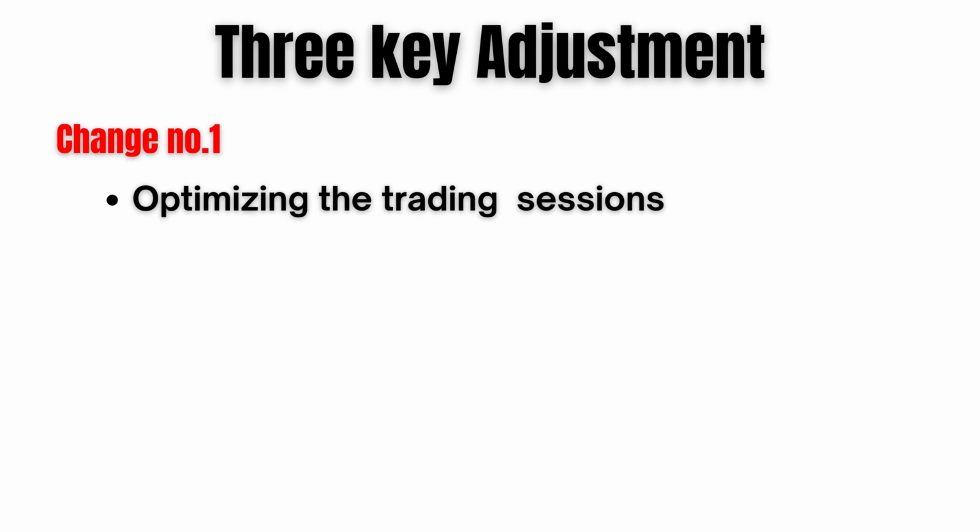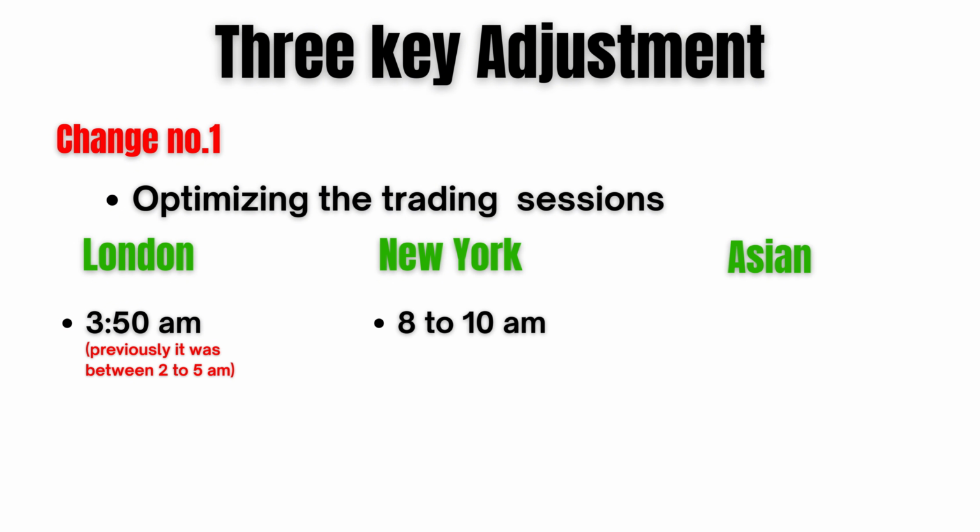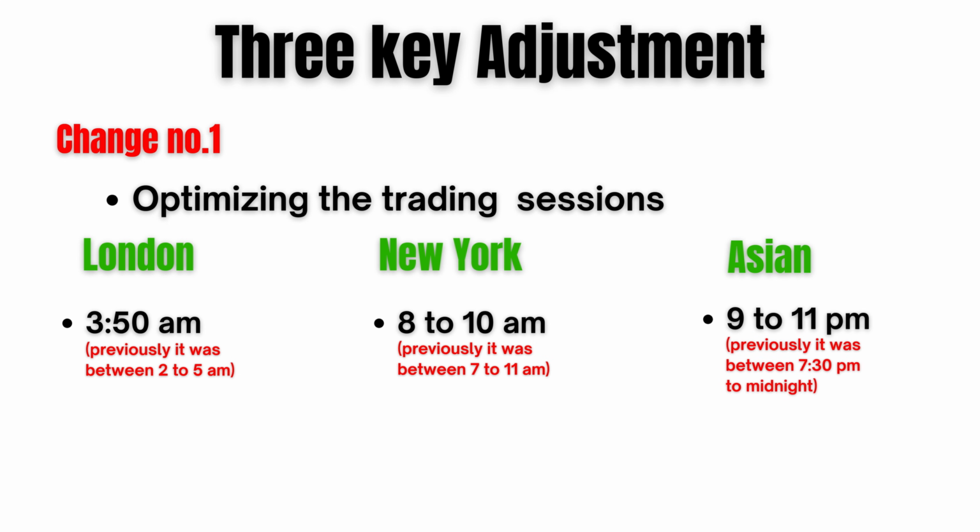Alright, first of all, let me quickly show you the 3 key adjustments we're making to the Venom model in this video. Change number 1. We're optimizing our trading sessions, London, New York, and Asian, to the windows where price actually makes the big moves on gold. London, 3 to 5 a.m. Previously, it was between 2 to 5 a.m. New York, 8 to 10 a.m. It was between 7 to 11 a.m. Asian, 9 to 11 p.m. It was from 7:30 p.m. to midnight. This keeps you focused on the moments that matter, rather than stretching sessions too long and losing precision.